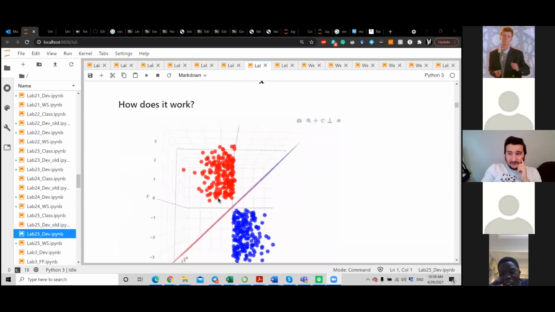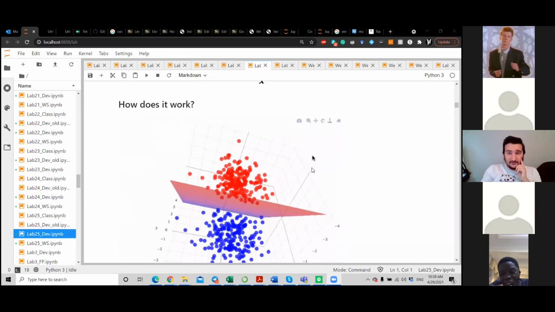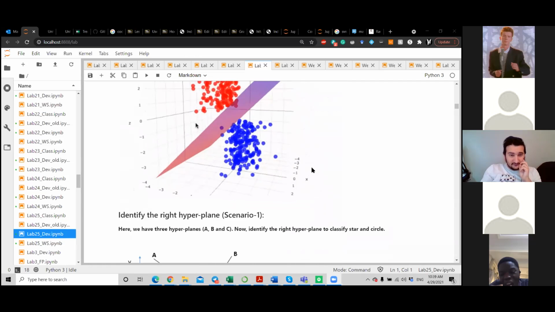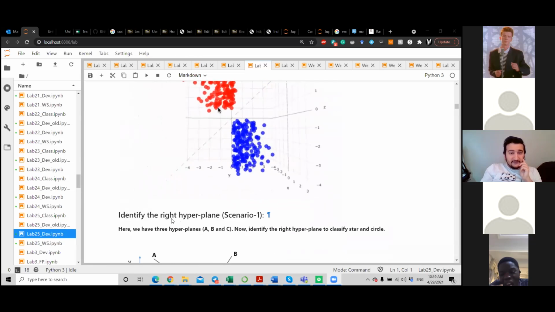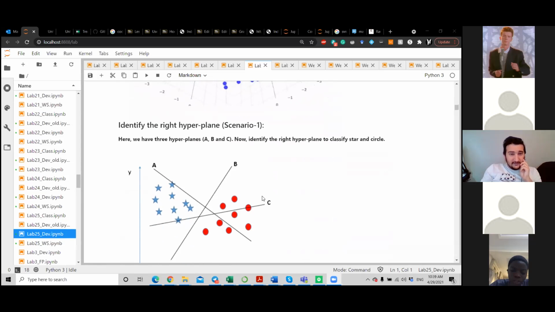Here I have a game to play, so be ready to use your chat box or your microphones. Identify the right hyperplane. In this case, between A, B, and C, which one do you think is a better hyperplane? I'm getting some B's in the chat box. Do I have anyone who wants to pick A or C? Brandon says A.